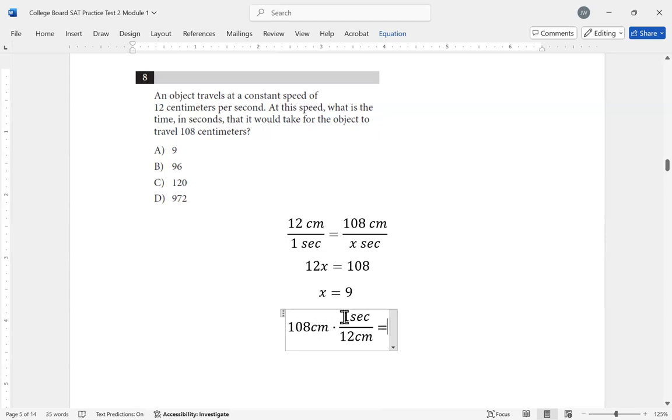And then I take 108 times 1 over 12, which gives me 9 seconds. So you can do it that way as well. There's various ways, but if they are the correct ways, they all come up with 9 seconds.